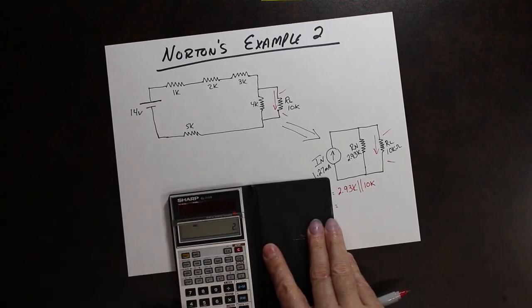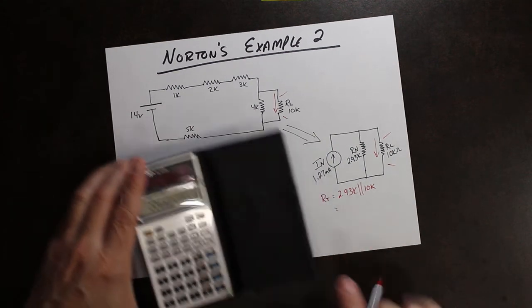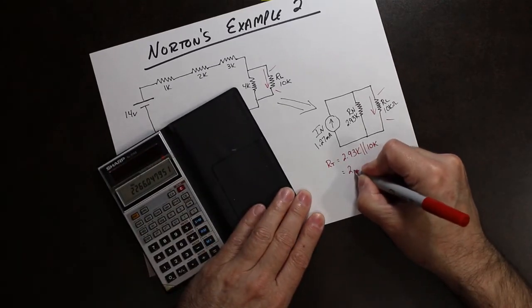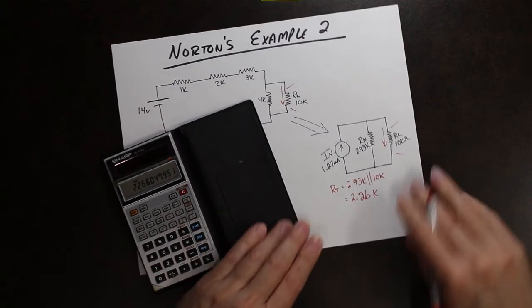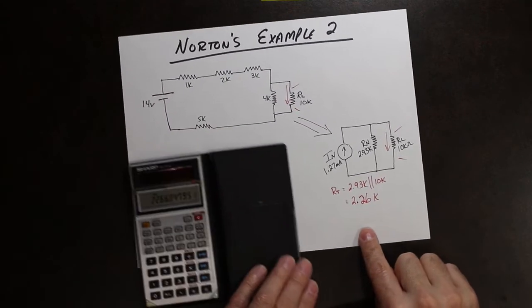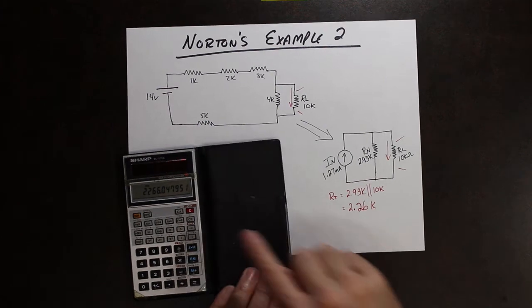So we're going to figure out that little value there. So we got 2.93K times 10K, divided by 2.93K plus 10K, equals 2.266. So this becomes 2.26K. So does that value look good to you? That value has to be less than any of those, and it is.